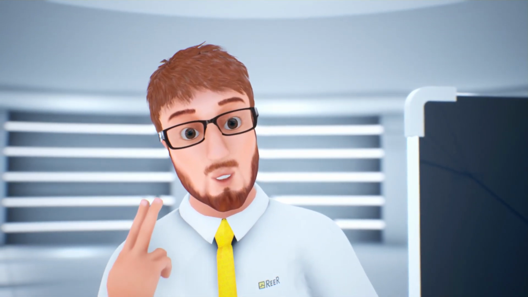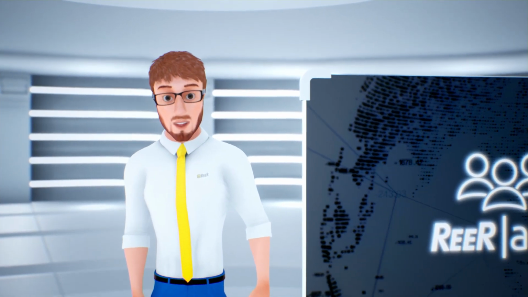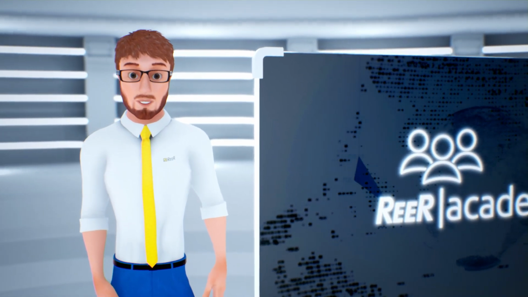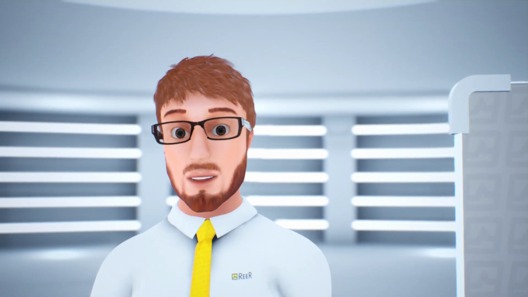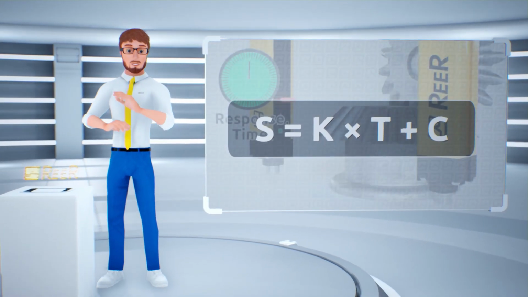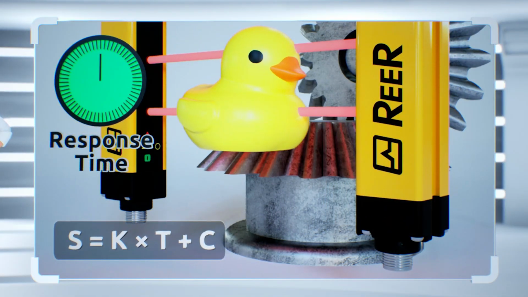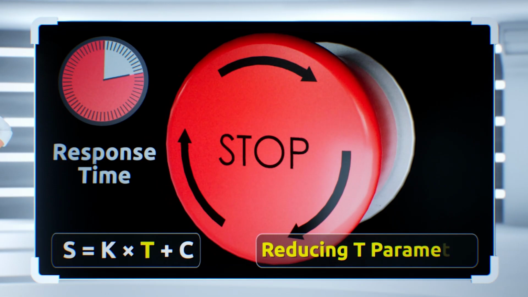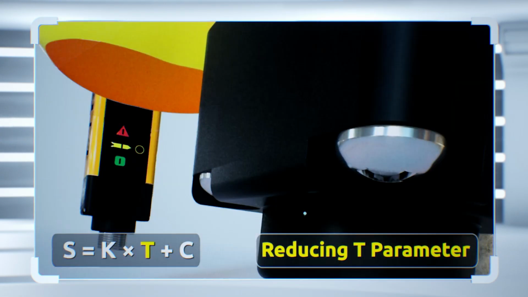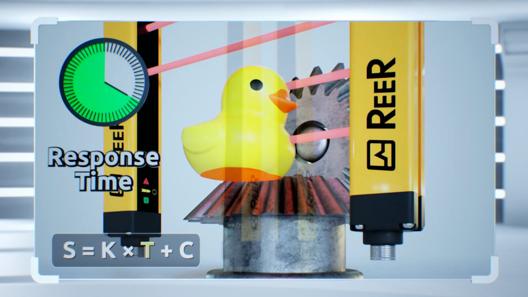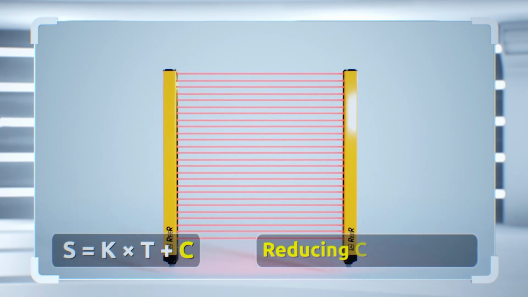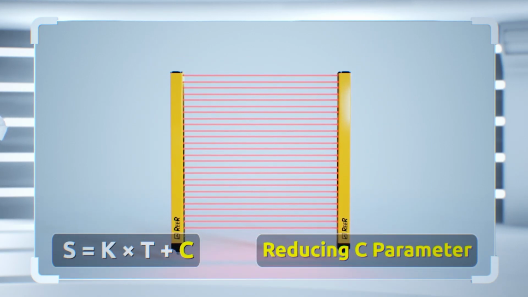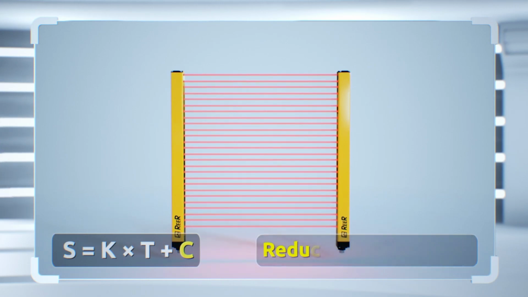The calculation could return a recommendation for excessive safety distance, which would not allow the operator to easily work with the machine or would not fit within the available space. So, what can we do? We have two possibilities. 1. Reducing the total stopping time of the machine, reducing the T parameter. 2. Improving the detection capability, resolution of the light curtain, reducing the C parameter. All we need to do is to recalculate the safety distance according to the new parameters.